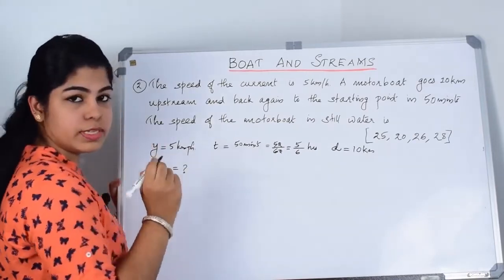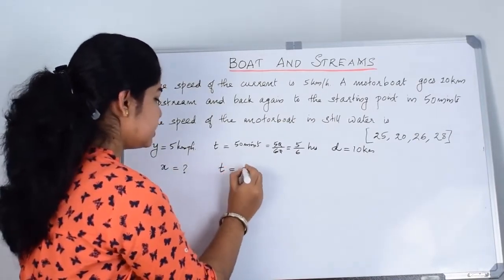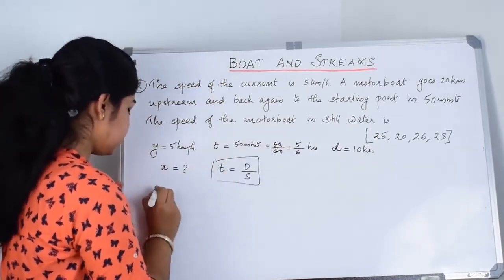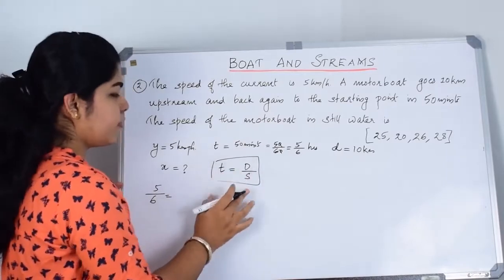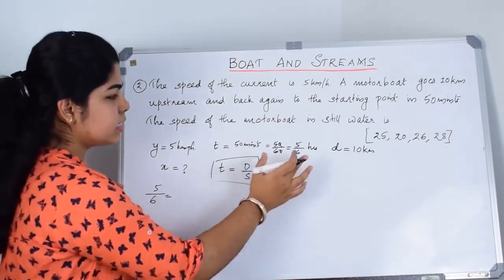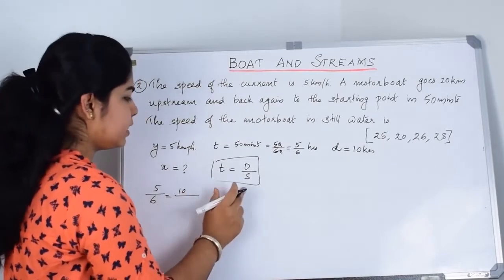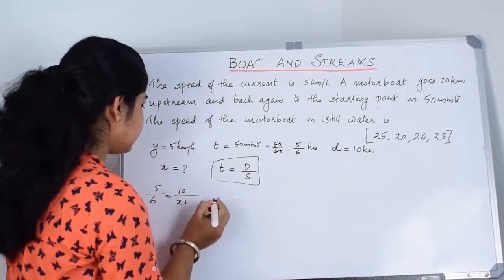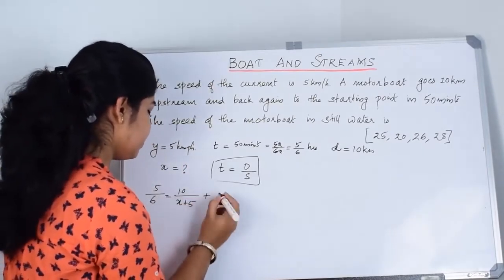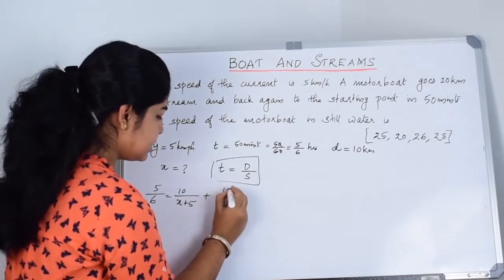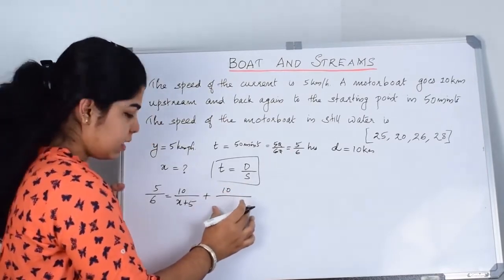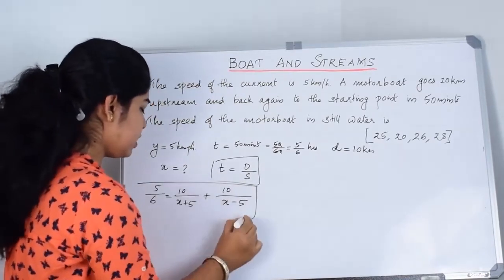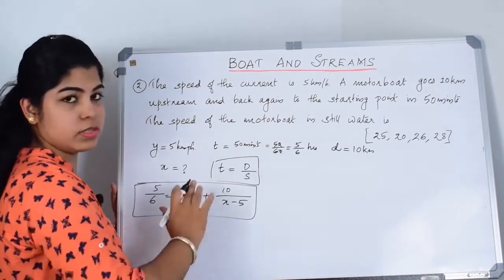So which is our formula? Our formula is T is equal to D by S. Here T is 5 by 6. So 5 by 6 is equal to first case, that is downstream case. The distance is 10 kilometer. Then speed, downstream speed is x plus y. So we don't know the value of x. Then y is 5. Then plus upstream case, that is the distance is 10. Then upstream speed, which is x minus y, that is x minus 5. So here you need to substitute the values from the option.